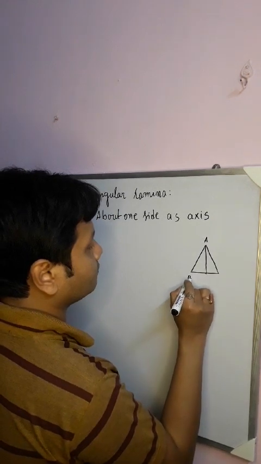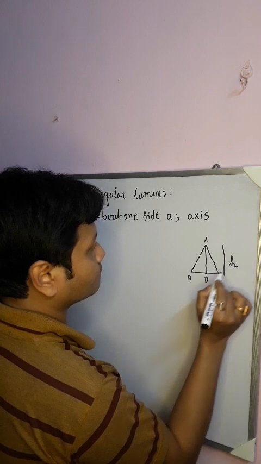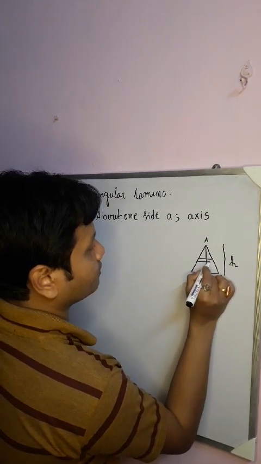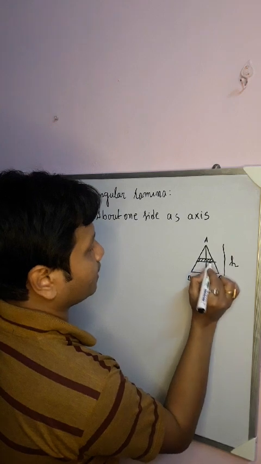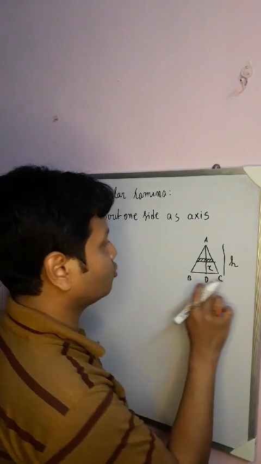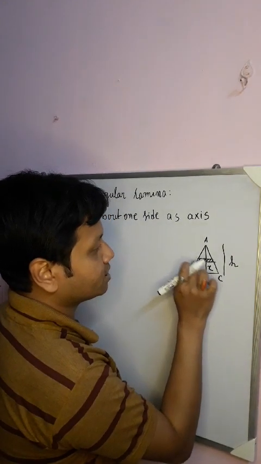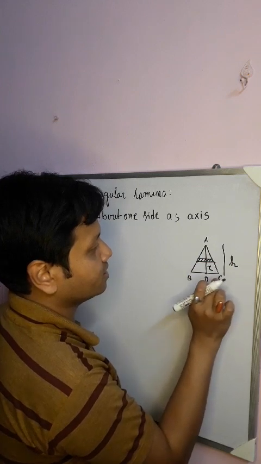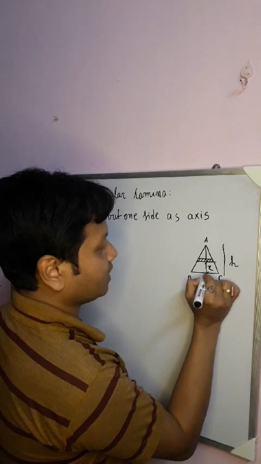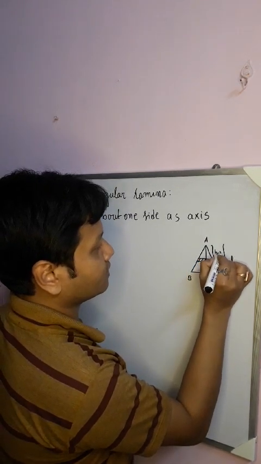This is A, B, C, D. This height is say h. So about this axis, we take a strip at a distance x. If we are going to find the moment of inertia about BC, we take a strip at a distance x from BC. So if this is x and the total height is h, this is h minus x.